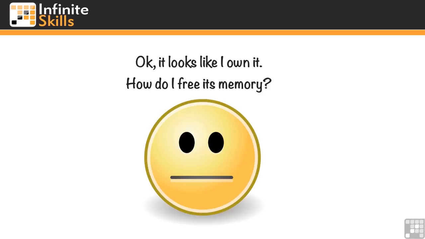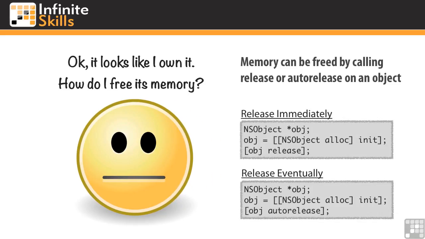Okay, so it looks like I own an object. How do I free its memory? Well, memory can be freed by calling either release or autorelease on an object. If we use the release method, that memory will be released immediately. So in this top example, we're creating an NSObject through the alloc init method. And as soon as we're done with it, we're calling obj release. So this will immediately get rid of that memory.